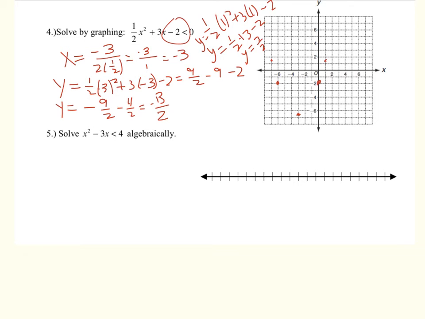Alright, because it's just less than, we use a dashed curve. And then, again, they wanted to know when it would be less than 0. So less than 0 means below the x-axis. So between here and here, it's less than 0. And so we would need to say that it's between the x-intercepts that the parabola is less than 0.